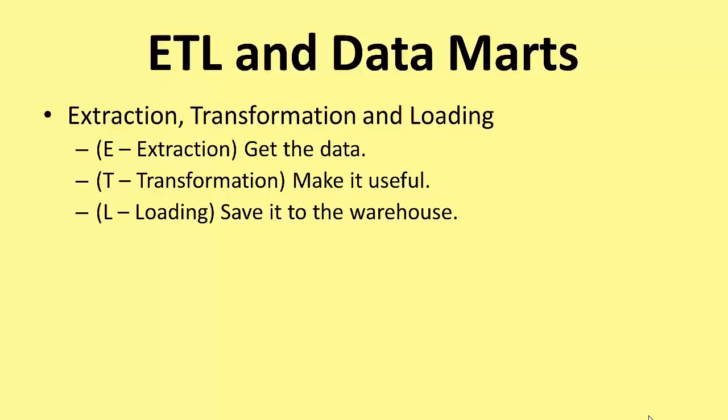ETL and data marts. ETL stands for extraction, transformation and loading. And these are the three stages you have to go through to create a data warehouse. First of all, you have to extract the data from the in-house databases. So that's getting the data from the original database into the staging area. When it's in the staging area, we've got to transform it to make it useful. So we have to get all the data into the same format, pounds or names, surnames and titles. And then we have to load it into the data warehouse itself.